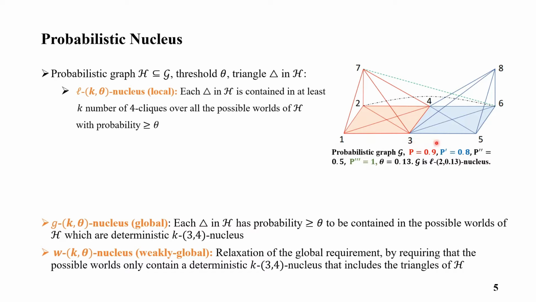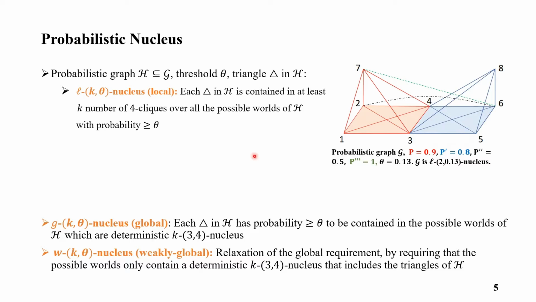For instance, if you consider triangle 3, 5, 6, it is contained in a four-clique by vertices 3, 5, 6, 4, and another one by vertices 3, 5, 6, 8. It is contained in these 2 four-cliques if all the edges in these 2 cliques exist. So this requires multiplying 9 of these blue edges, which gives us a probability greater than the threshold.